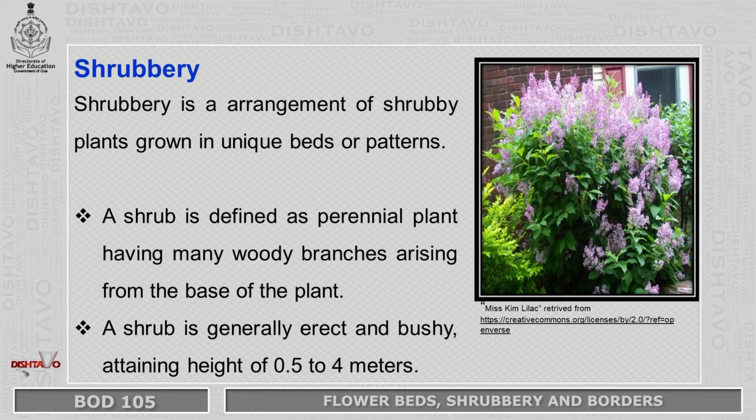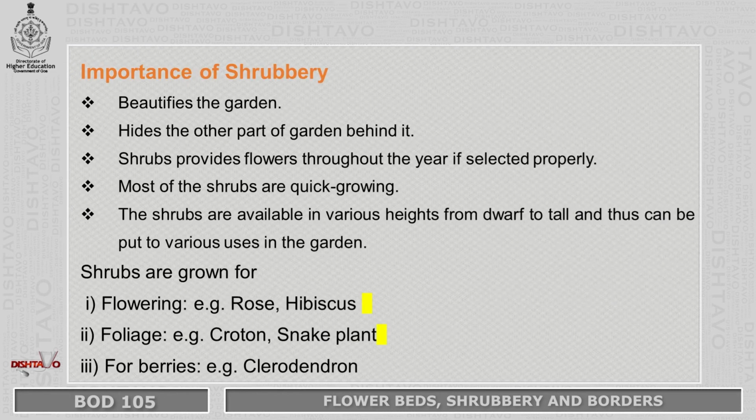Shrubbery. Shrubbery is an arrangement of shrubby plants grown in unique beds or patterns. A shrub is defined as perennial plant having many woody branches arising from the base of the plant. So in the picture you can see a shrub. A shrub is generally erect and bushy, attaining a height of 0.5 to 4 meters.